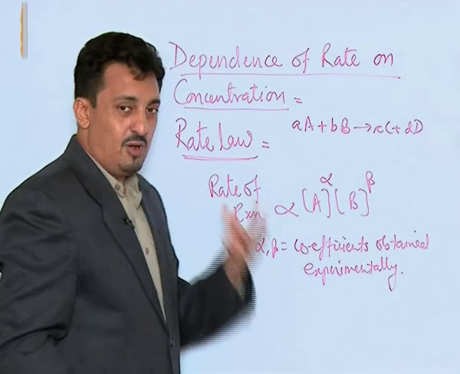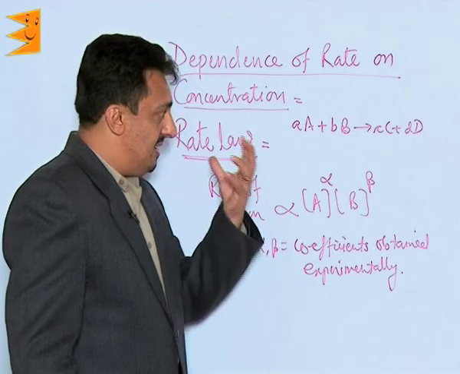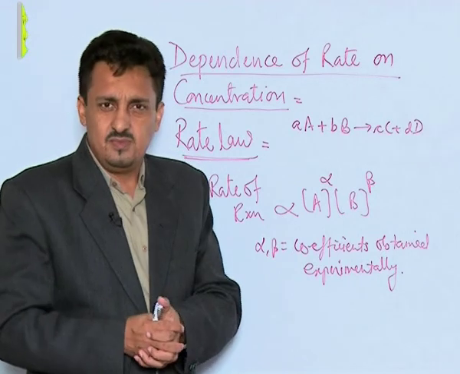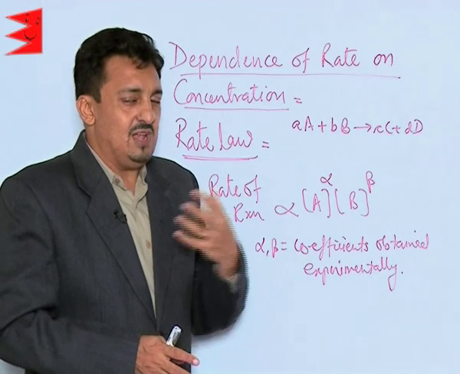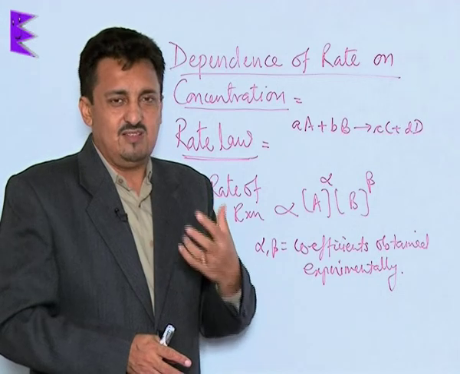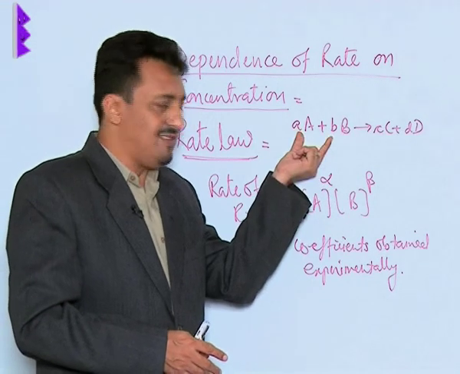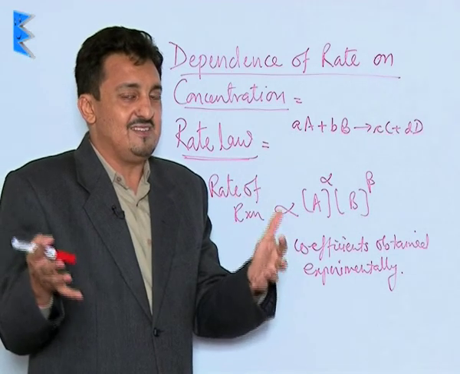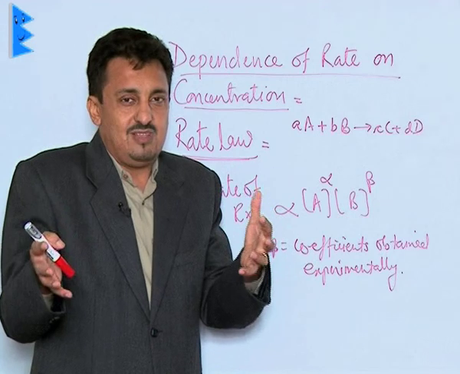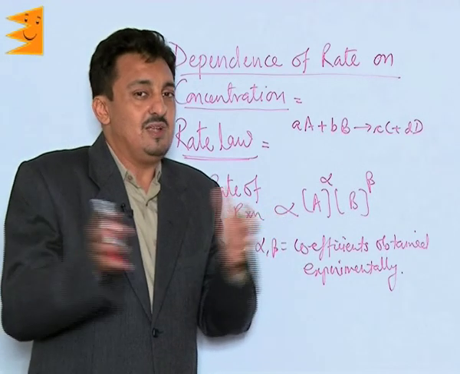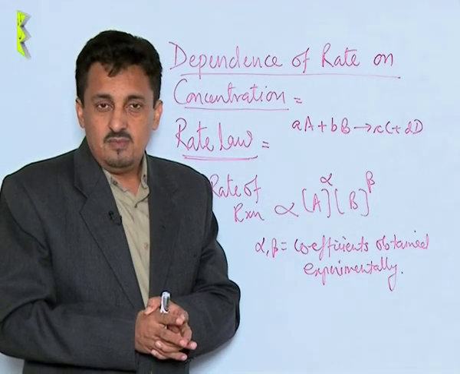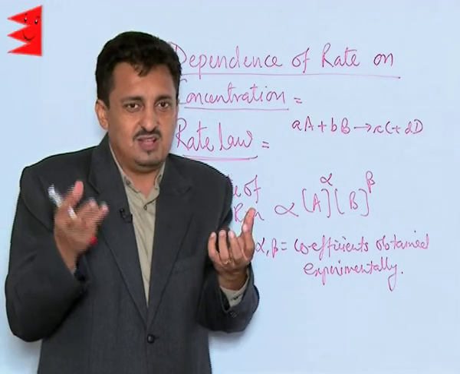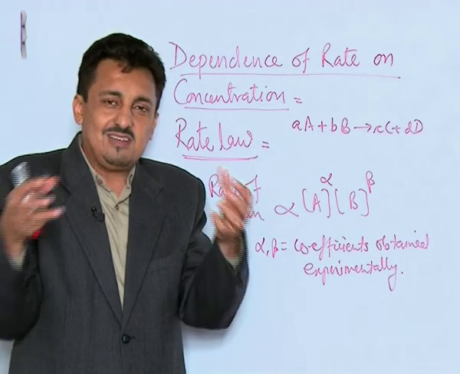It is most important to note that this rate law is a modified version of the law of mass action, in which we used to believe that the rate of a reaction is directly proportional to the product of the molar concentration of the reactants raised to the power of their stoichiometric coefficients. By that law we used to believe that all the molecules of the reactants A and B are going to react at one time, but that doesn't happen. Only some molecules of A and some molecules of B are able to react at one time.